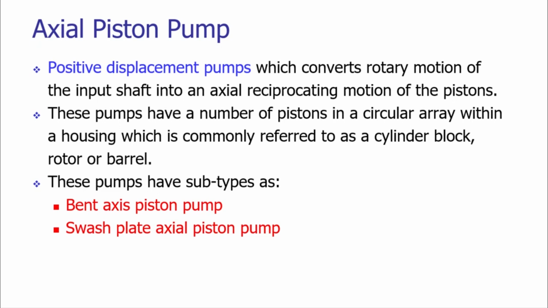These pumps have a number of pistons which are assembled in a circular array within a housing which is commonly referred to as a cylinder block or a rotor or a barrel. So a typical arrangement can be shown. This is a circular block, and on the surface of the circular block there are bores. There is an array of bores, and these bores are housing the pistons.